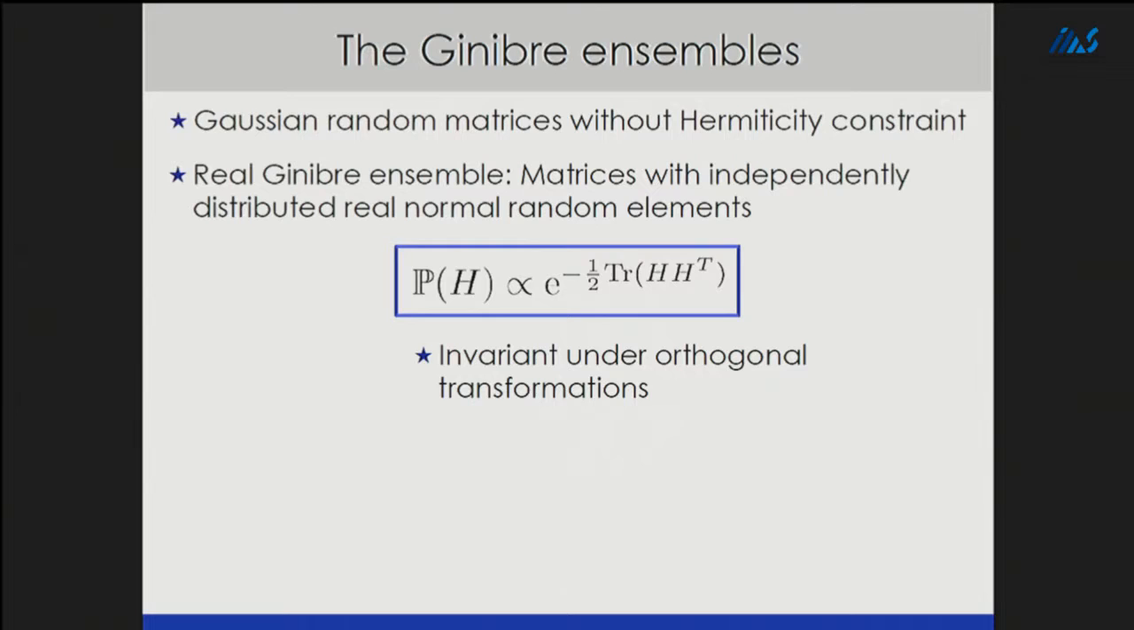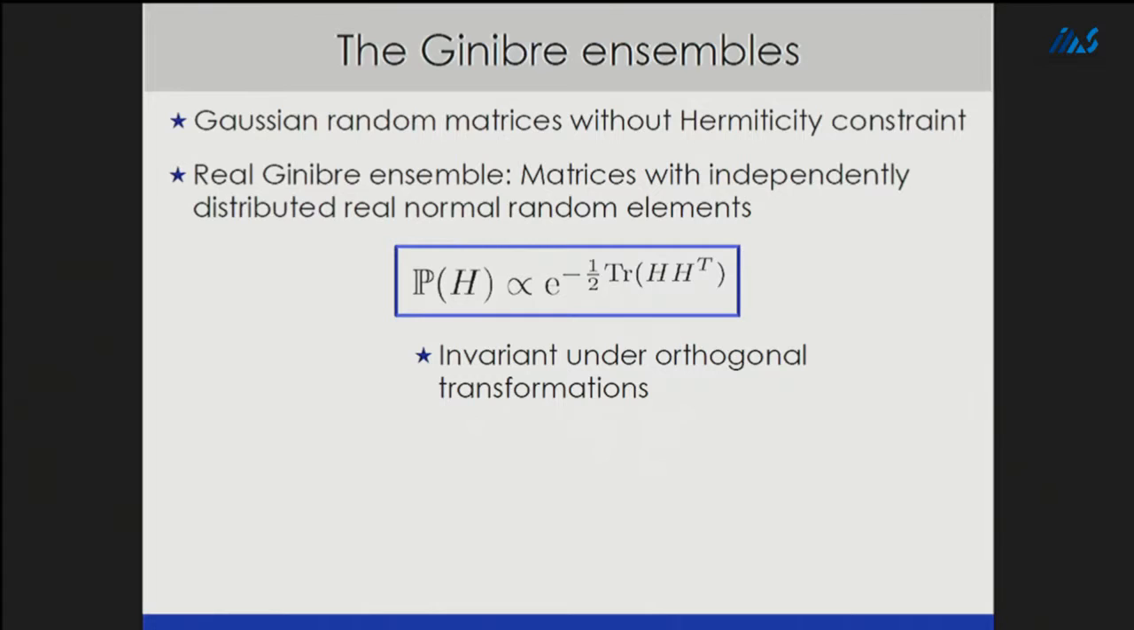Another ensemble, which is physically less used in quantum mechanics, but was introduced around the same time as the Dyson ensemble, is the Ginibre ensemble. This is actually a much simpler ensemble. You just take the random matrix itself without any symmetry constraint. If you take a matrix A and put all the elements to be independent random variables, then you get the Ginibre ensemble. There are three different ensembles again: the real, the complex, and the quaternionic Ginibre ensemble. But the one that I want to tell you about in a few words is the real Ginibre ensemble.